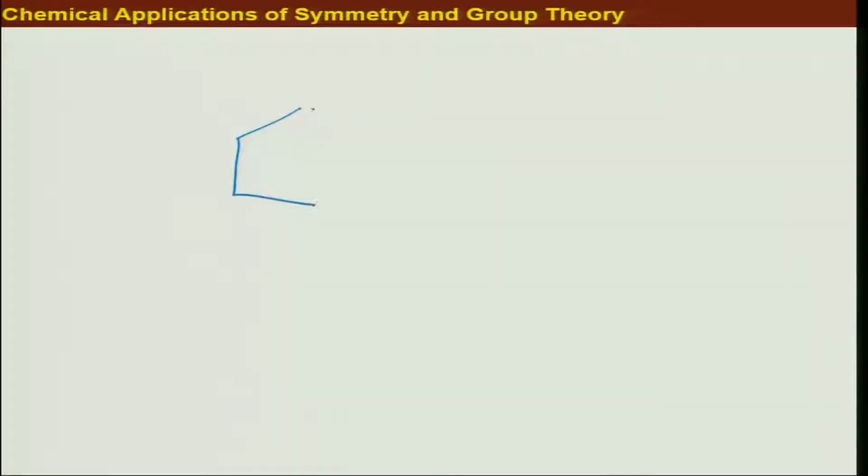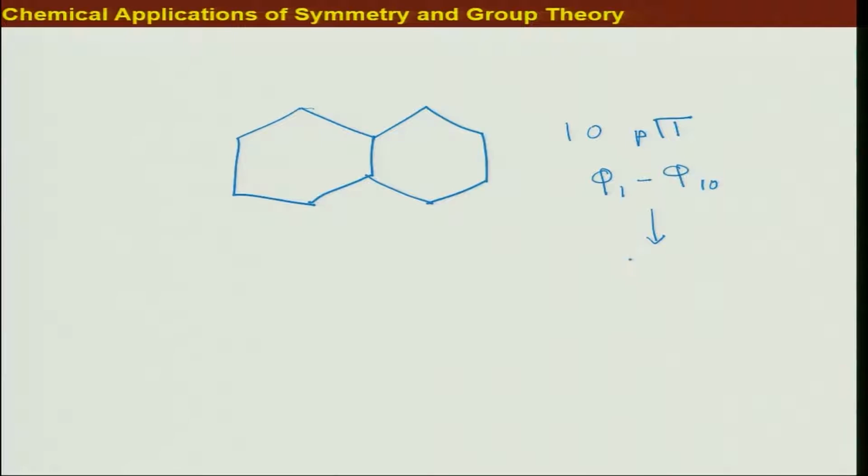we took all the 10 p pi orbitals situated in each of the carbon atoms. So total 10 p pi orbitals we took. So we had phi 1 to phi 10, and we formed the 10 SALCs, right? So these 10 SALCs will give me 10 orbitals essentially, right? And these are all pi type orbitals.